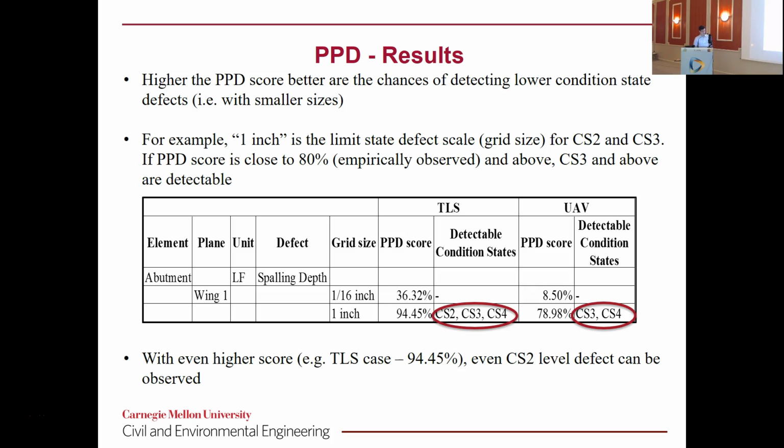And you can see a similar state here that I was just talking about with the UAV scan that had a PPD score of 78.98%. We can reasonably use it to detect CS3 and CS4 level defect conditions. Meanwhile, for the terrestrial land scan, which has a significantly higher PPD score, we can use it to even detect CS2 level defects.